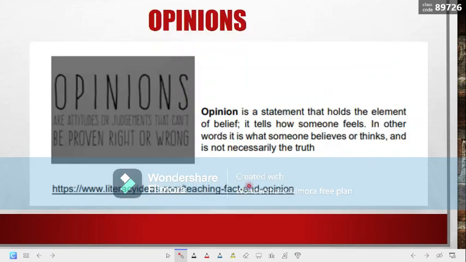Okay. How about opinion? Now, it is stated here that opinions are attitudes or judgments that can be proven right or wrong. It is defined as a statement that holds the element of belief. It tells how someone feels. In other words, it is what someone believes or thinks and is not necessarily the truth.